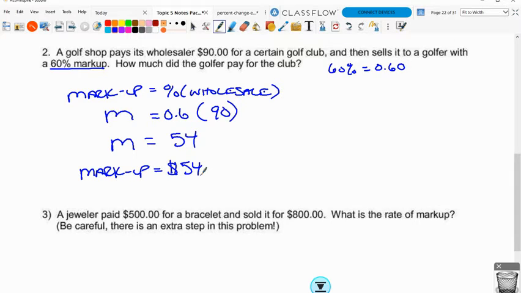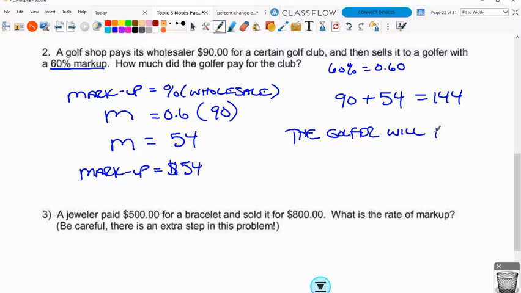The store bought it for $90. Now they're going to mark it up $54. So to get the selling price, we're going to add those two values together. 90 plus 54, that's going to give us a value of 144. So that means that the golfer will pay $144 for the golf club.